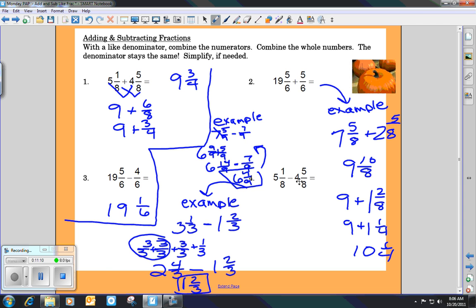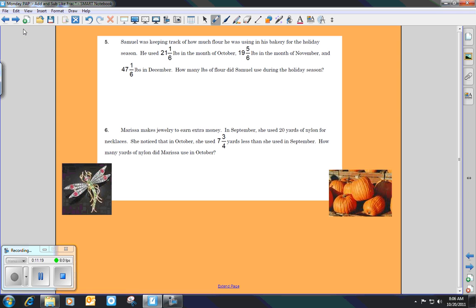Okay, so I want you to try number 4 on your own, borrowing from the whole numbers in order to subtract your fractions. Your word problems, I would also like you to try on your own. You've got an addition word problem with mixed numbers, and then a subtraction word problem with a whole number and a mixed number. So I want you to try those two on your own.